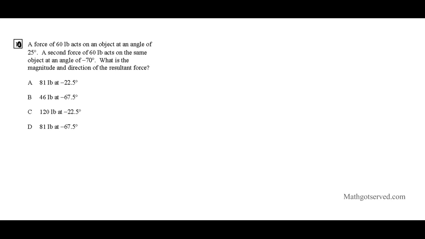Okay, so let's draw a coordinate system to orient our vectors relative to the same point. Let's place our object on the origin. So this is our object, it resides right here. The first force, of magnitude 60 pounds, acts at an angle of 25 degrees. So let's say that's the vector right there.